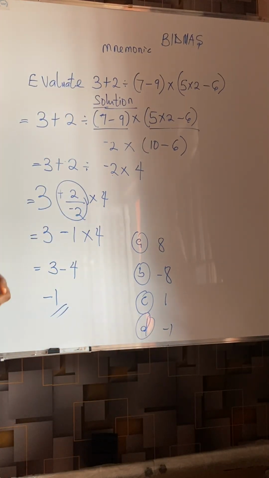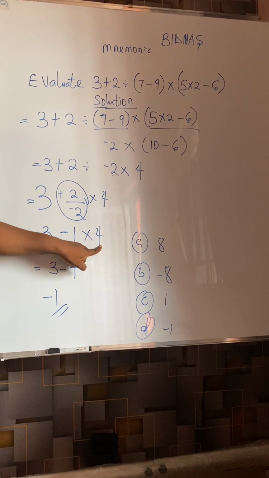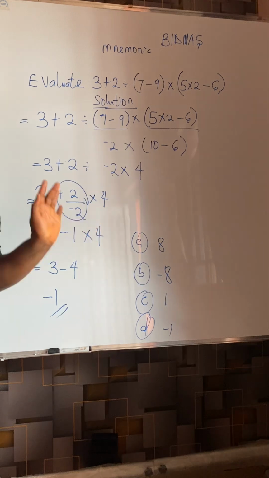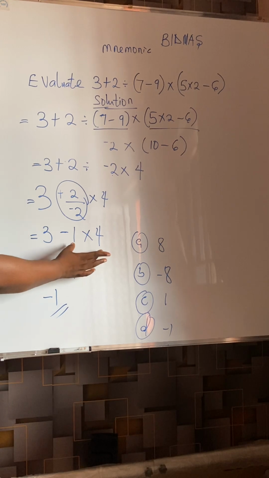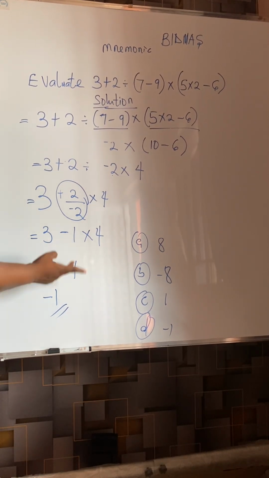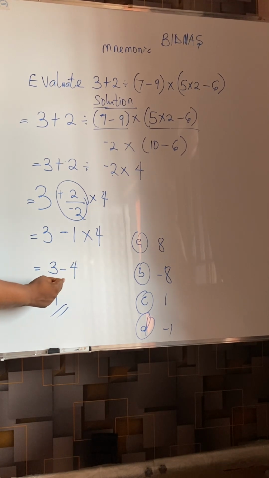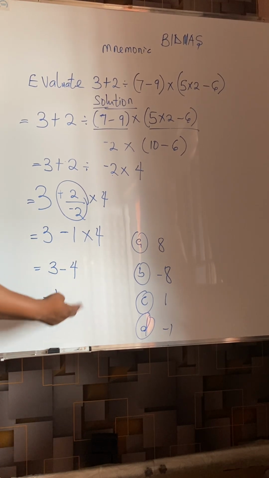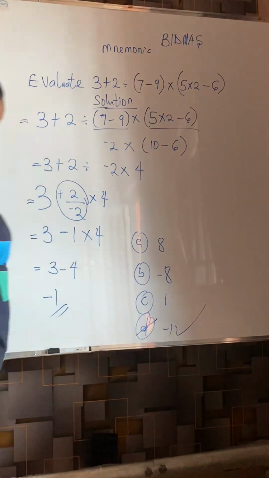So if you get to this point and you decide to do 3 minus 1, 2, 2 times 4, 8, you pick this, you're out of the game. But if you come here and remember that you need to follow the order of operation, which says that multiplication must be treated before the subtraction, then we can say minus 1 times 4. Minus 1 times 4 is minus 4. So 3 minus 4 is minus 1. And if you take this, you've gotten it right.